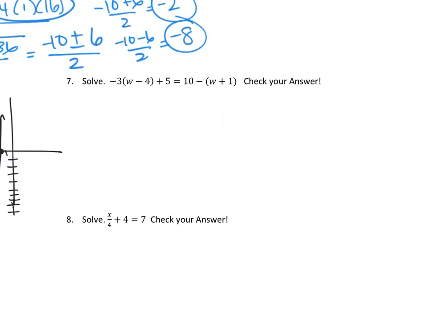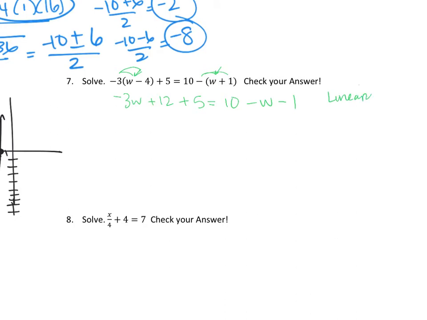Okay, skipping over to number 7. When you first look at this, it looks kind of messy. You might want to try and just simplify first, but I do recognize that there's only w's and no w squared, so this is a linear equation now, but I'm going to distribute this through. It will be negative 3w plus 12 plus 5 equals 10. Taking the negative to each of those, that's negative w minus 1. So you can see that it's a linear equation.